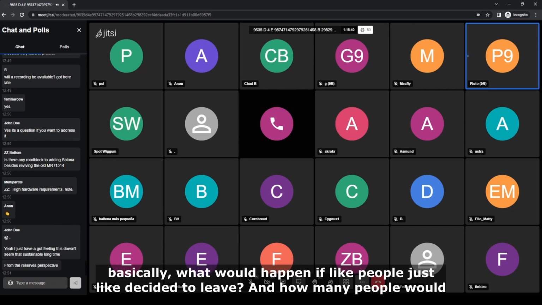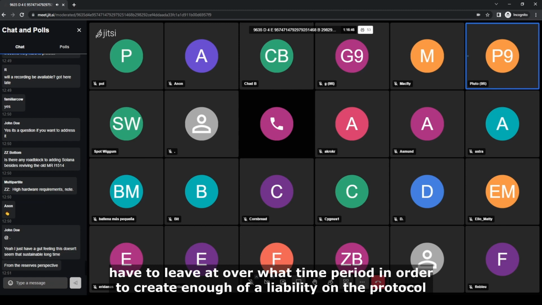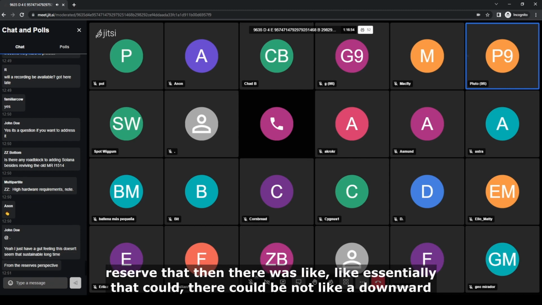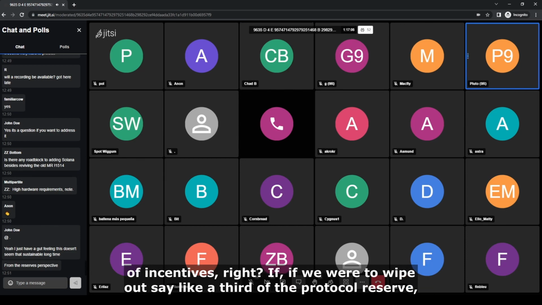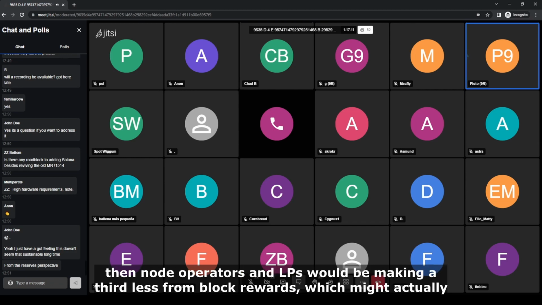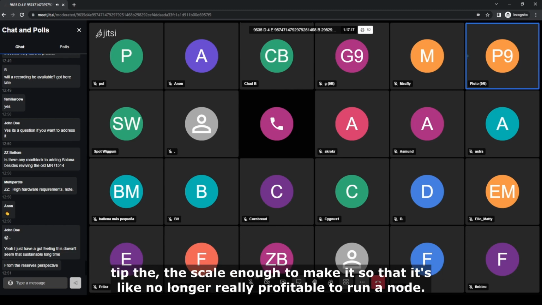And basically what would happen if people just decided to leave, and how many people would have to leave over what time period in order to create enough of a liability on the protocol reserve that there could be not a downward spiral like we call it when we talk about stablecoins, but almost a downward spiral of incentives, right? If we were to wipe out, say, a third of the protocol reserve, then node operators and LPs would be making a third less from block rewards, which might tip the scale enough to make it no longer really profitable to run a node.